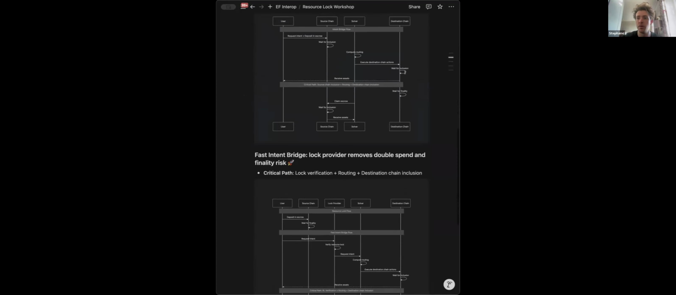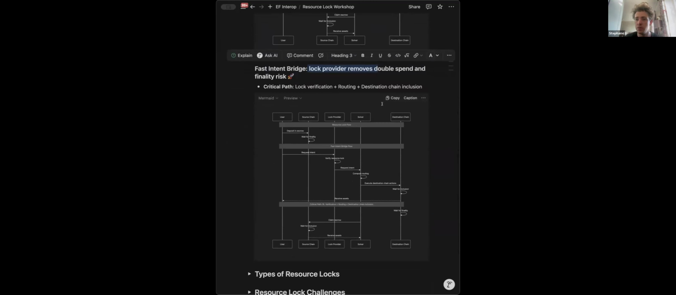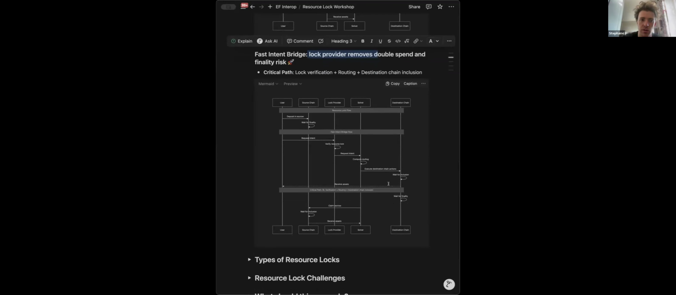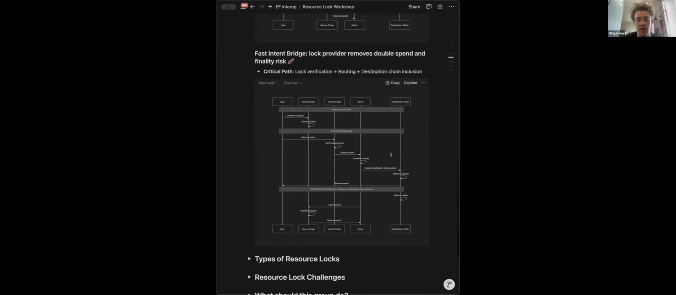And then this is where further improvement comes from resource locks. I just called it fast intent bridging, but you can have a resource lock provider remove the double spend and finality risk completely, as opposed to just shifting it to the solver. And that allows things like higher capacity on the solver side, easier spreading to other chains, etc. And it also reduces the critical path to be just lock verification, routing, and destination chain inclusion, where the first two things occur off chain, and you only have the destination chain inclusion, which is on chain.